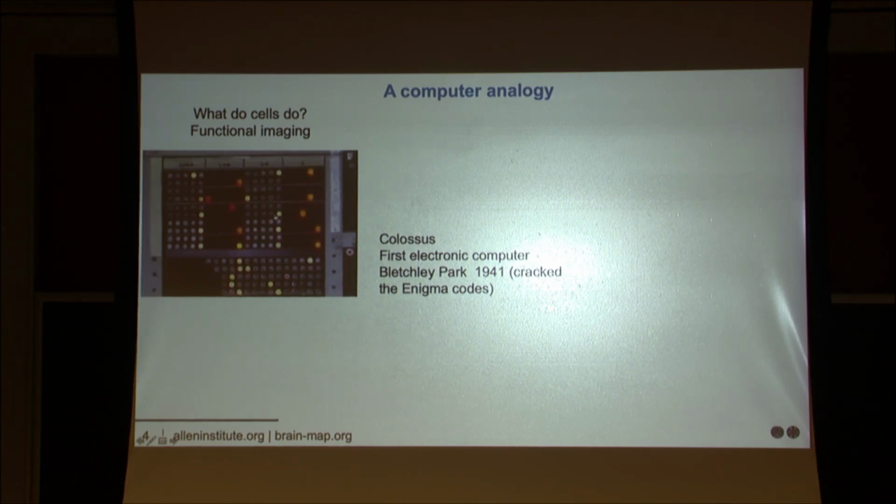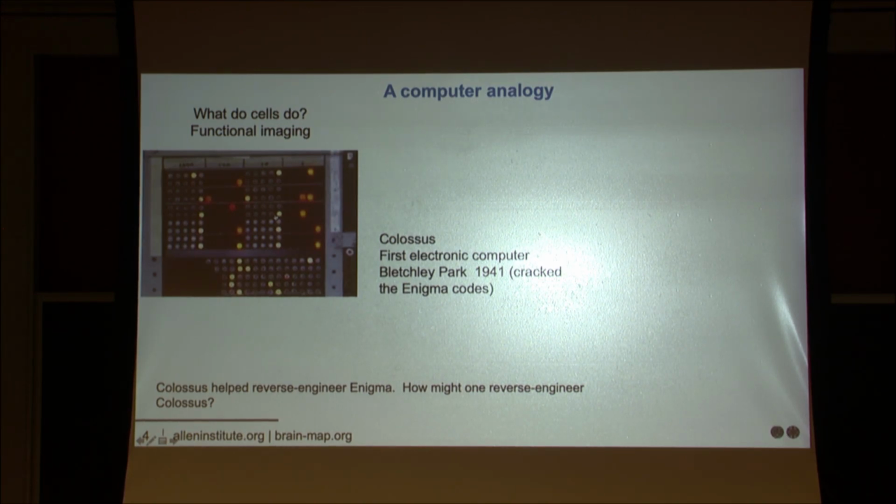Nowadays, we study the brain with electrophysiology, but also with imaging techniques that you'll see very, very soon. And I like using a computer analogy. And using an example from the origins of computer science, the Colossus computer that was used in Bletchley Park to decode the Enigma codes. Colossus reverse engineered the Enigma machine, the encoding machine that the Germans used. How might one reverse engineer Colossus?